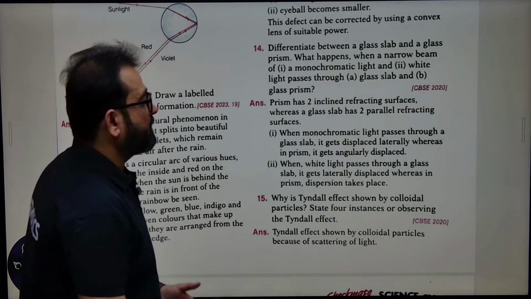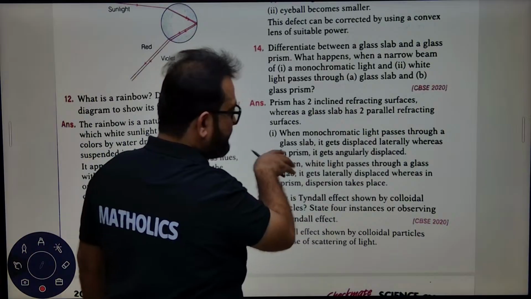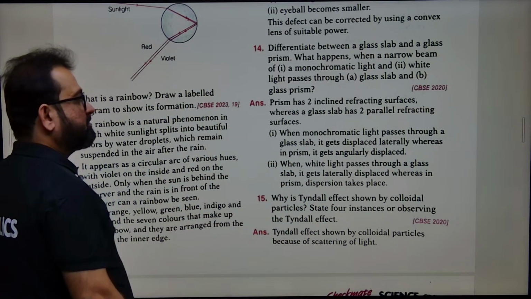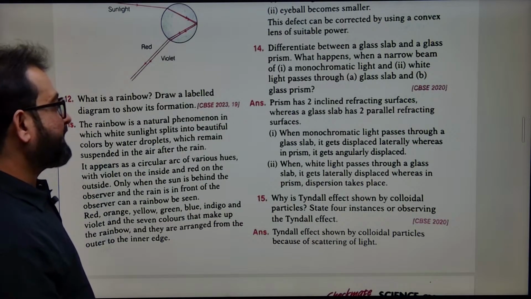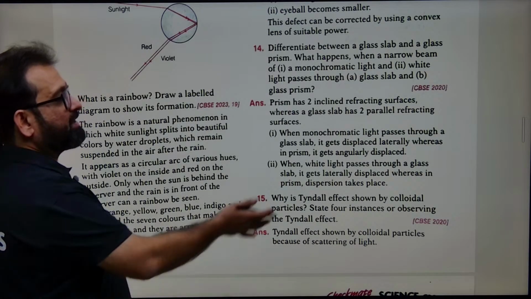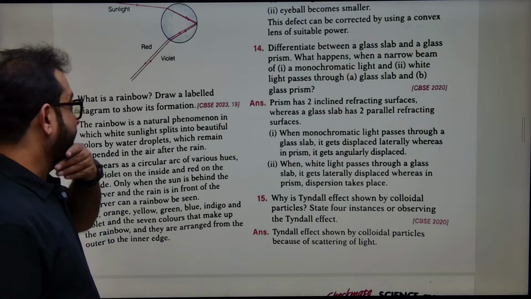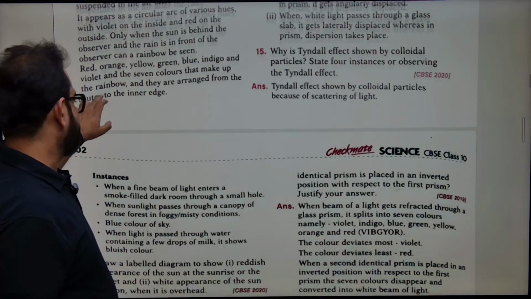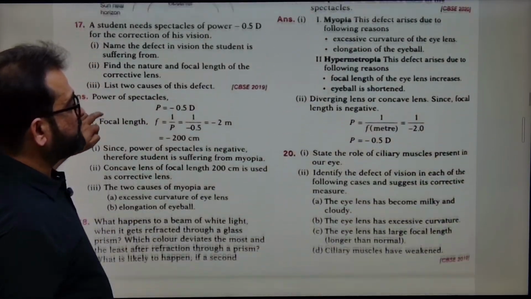Yes or no? It gets displaced laterally. Laterally means like this only, and it is displaced angularly like this only. Okay, so when white light passes through a glass slab, it gets laterally displaced, whereas in a prism angular displacement takes place. Okay, same point. Tyndall effect, this is a one line question, you must remember this. These questions you actually need to focus on.